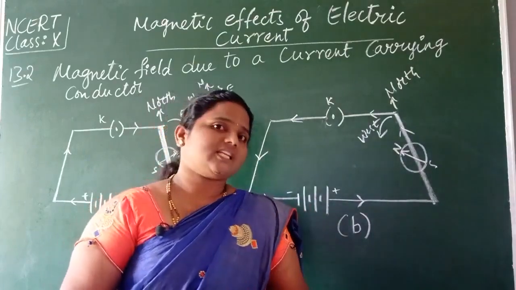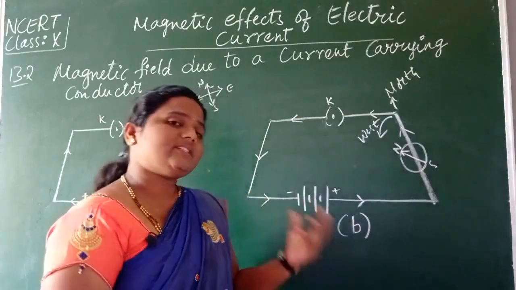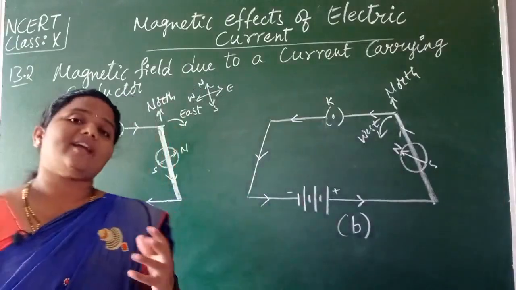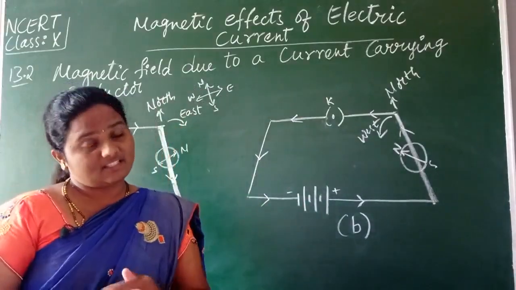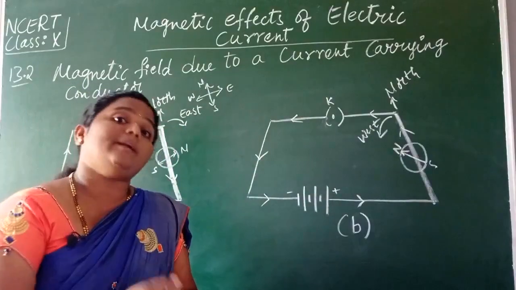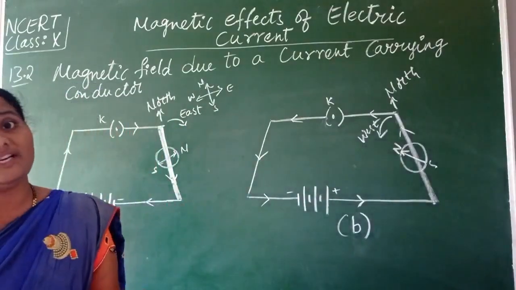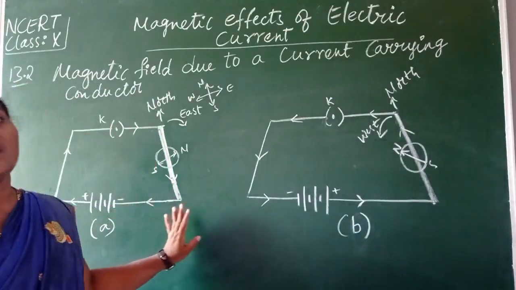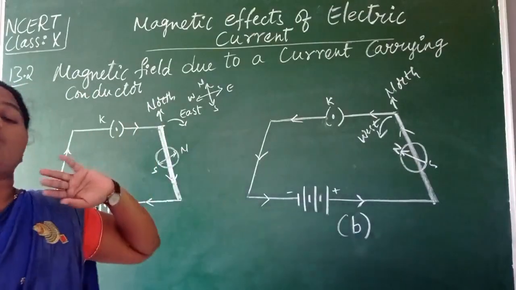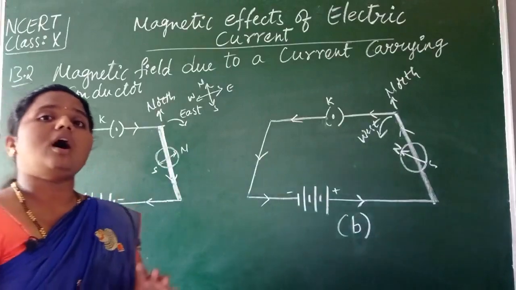Children, in the earlier class we have studied what is meant by a magnetic field, and also what magnetic field lines are. Along with that we came to know their properties, isn't it children? With this previous knowledge, in today's class we will start one more topic called magnetic field due to a current carrying conductor.